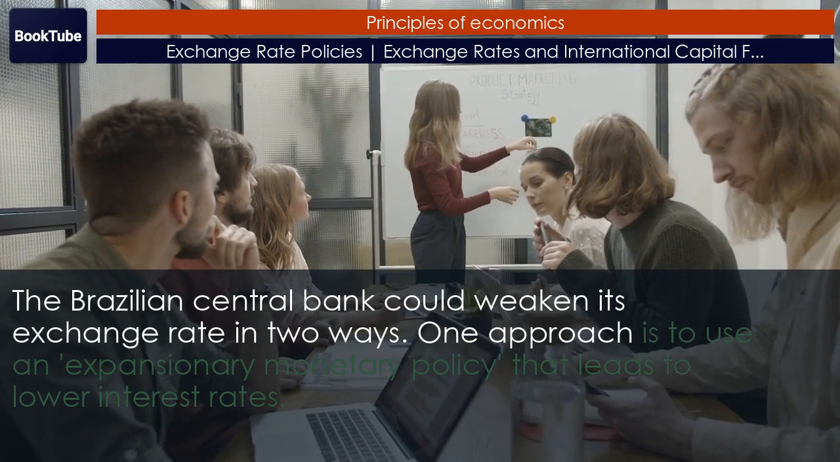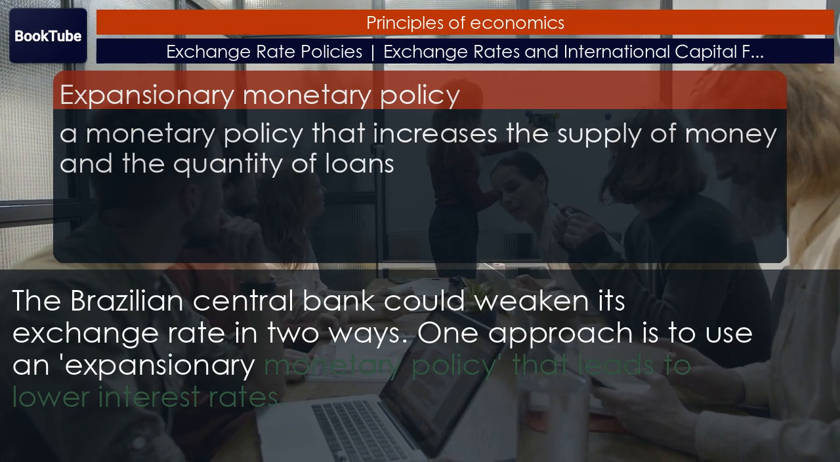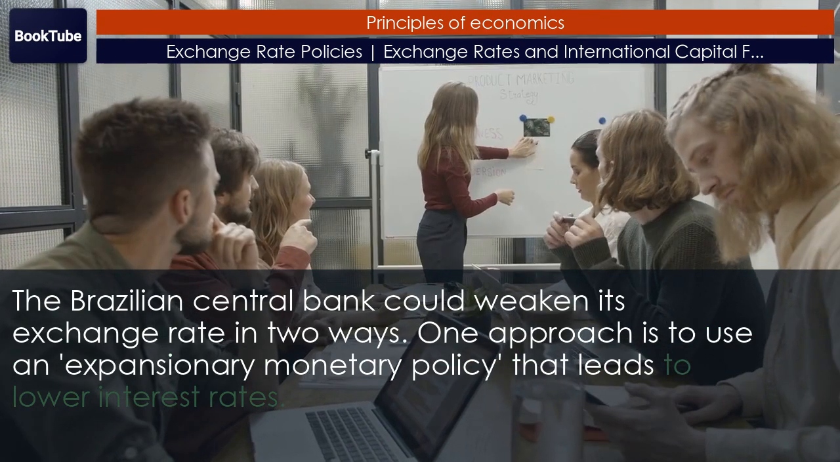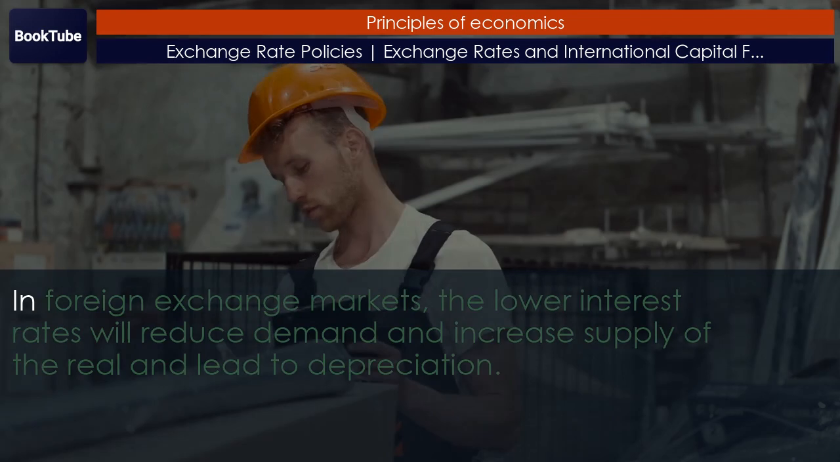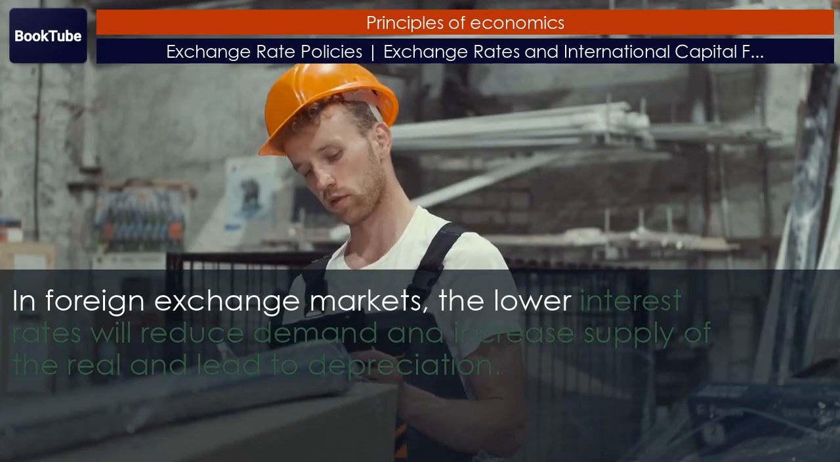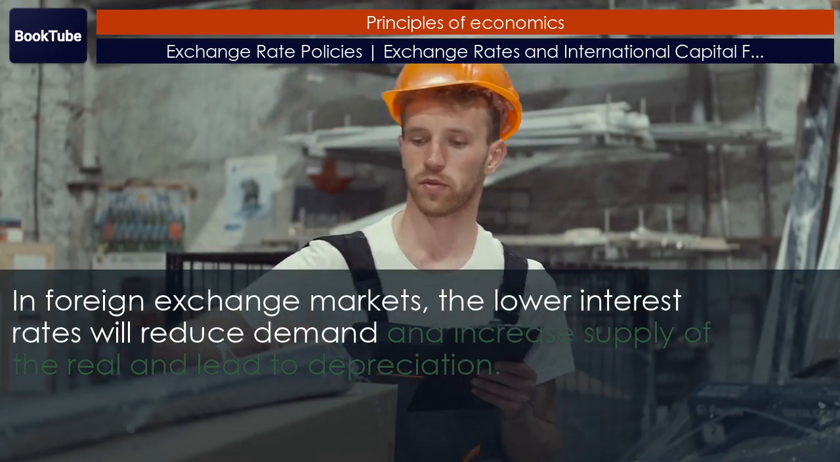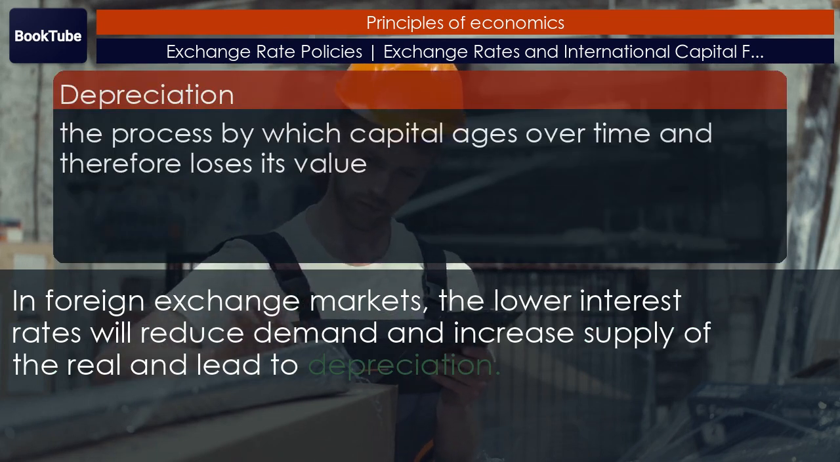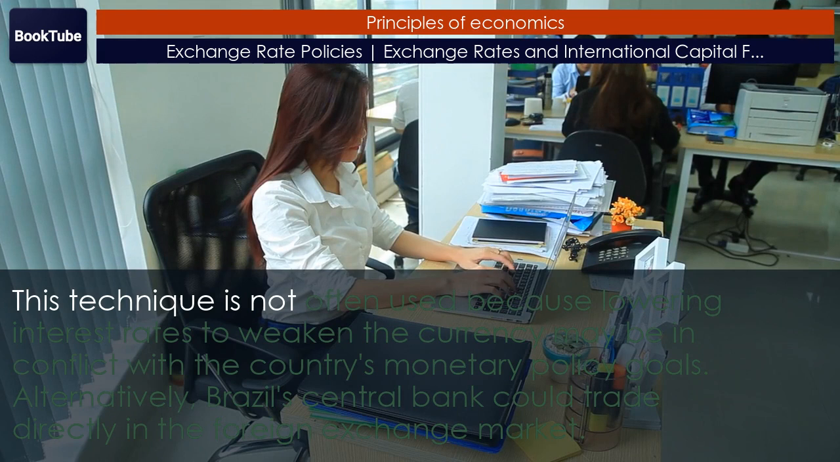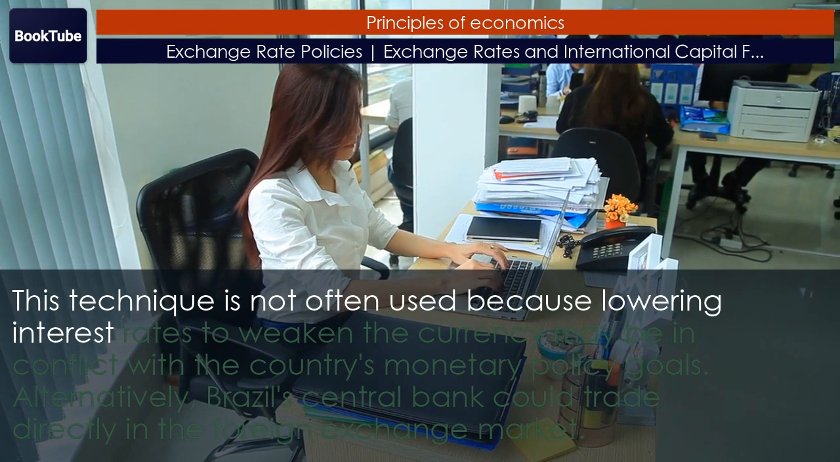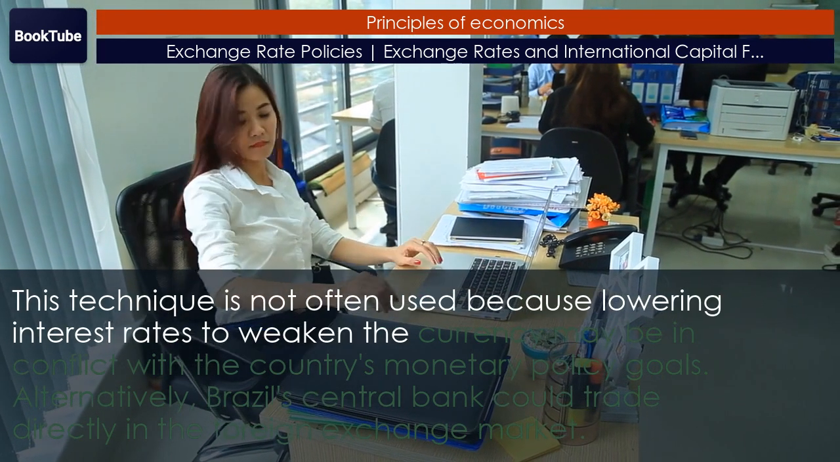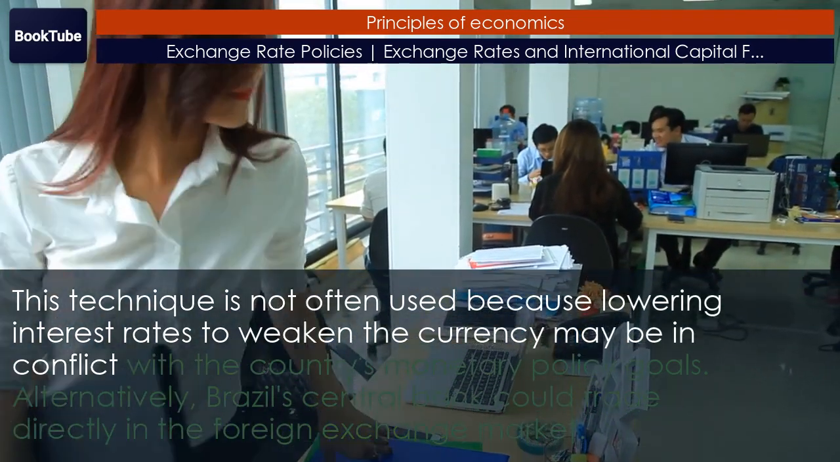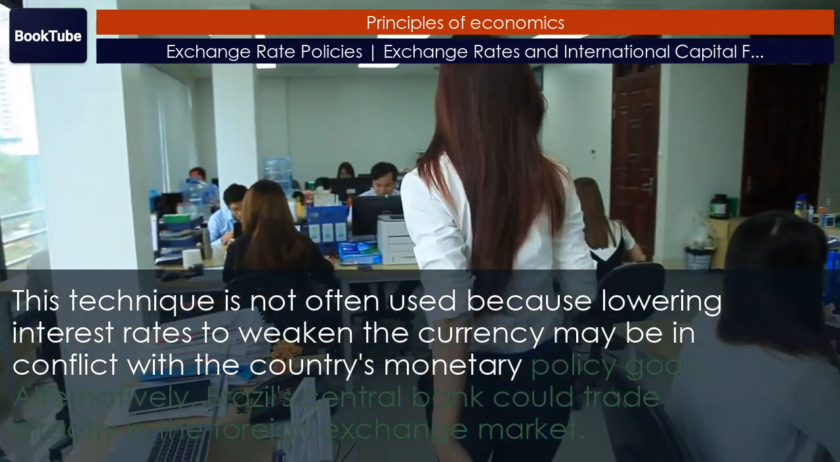One approach is to use an expansionary monetary policy that leads to lower interest rates. In foreign exchange markets, the lower interest rates will reduce demand and increase supply of the real and lead to depreciation. This technique is not often used because lowering interest rates to weaken the currency may be in conflict with the country's monetary policy goals.